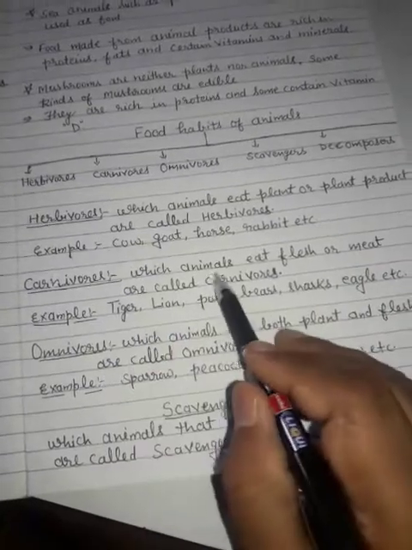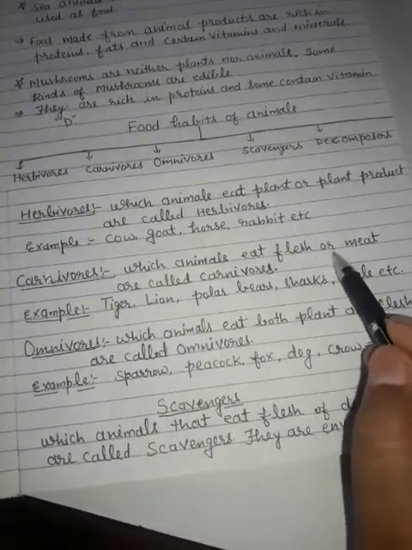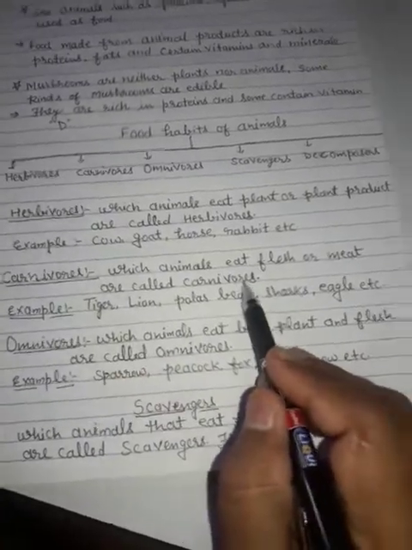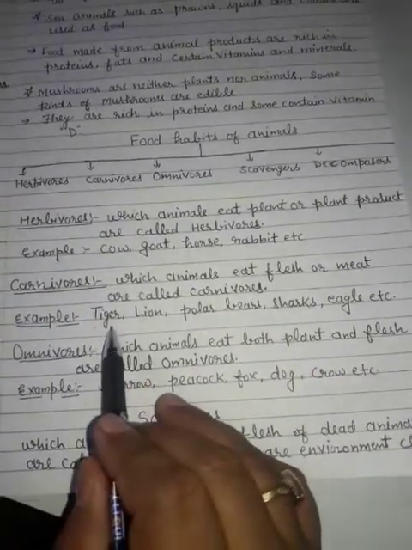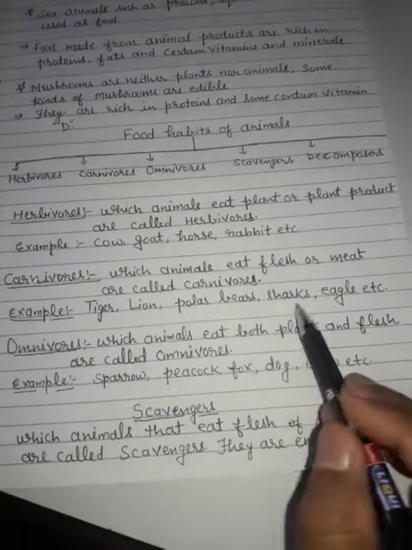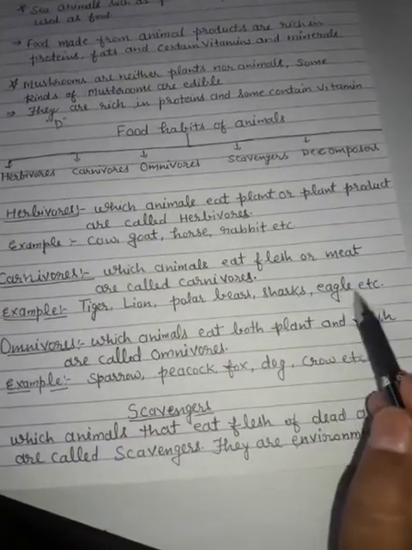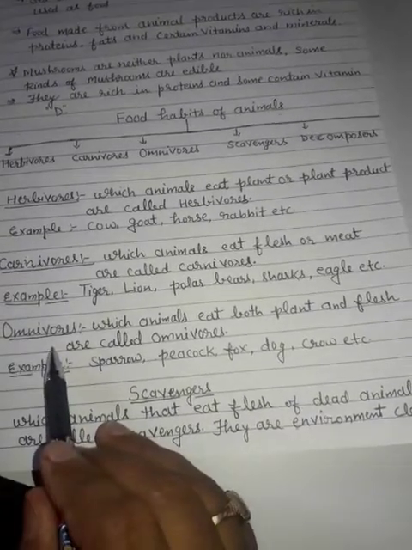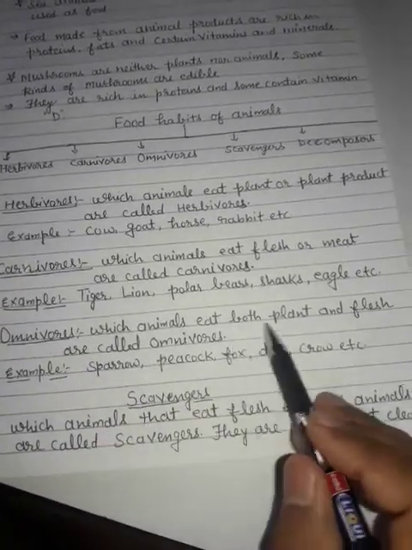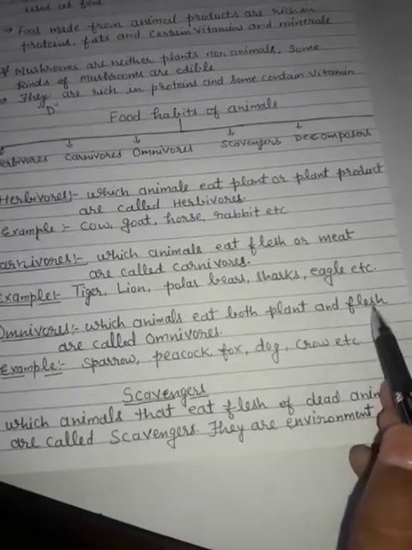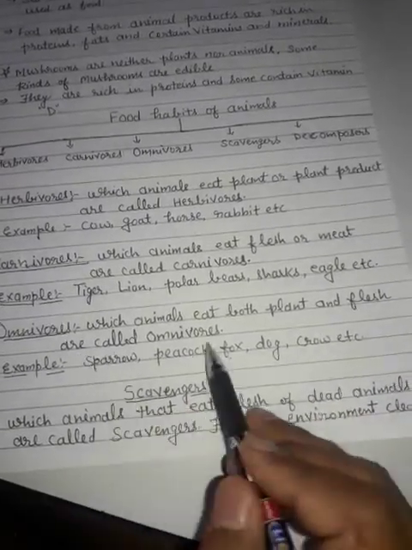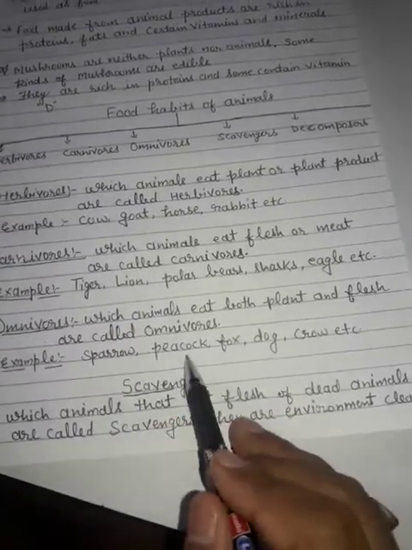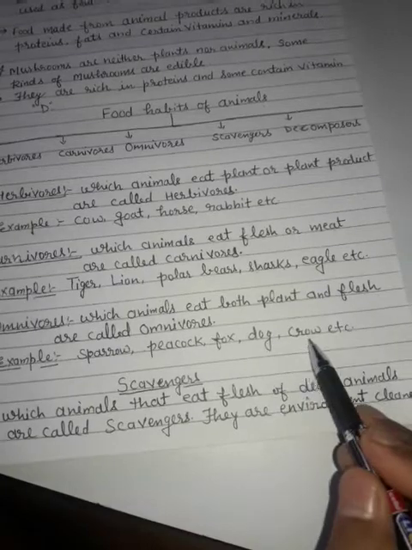Carnivores. Animals which eat flesh or meat are called carnivores. Example, tiger, lion, polar bear, sharks, eagle, etc. Omnivores. Animals which eat both plants and flesh are called omnivores. Example, sparrow, peacock, fox, dog, crow, etc.